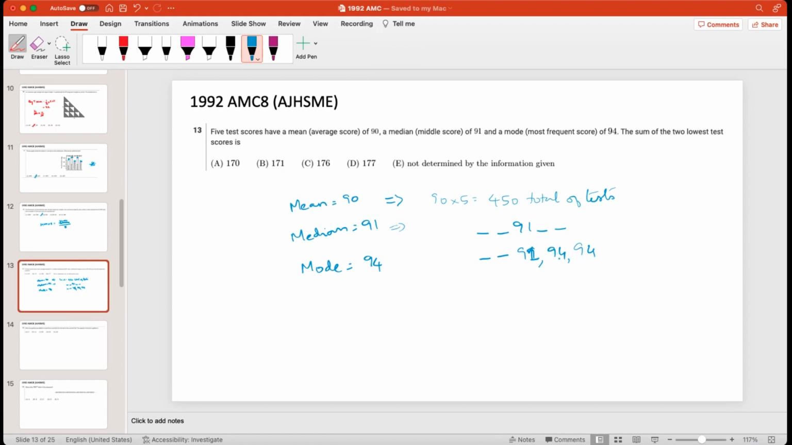So now I have here a total of 94. So 450 minus 94 minus 91 minus 94 is going to give me the total of the first two, right? The sum of the two lowest test scores. So that answer is going to be B, which is 171. Okay, going to the next question.